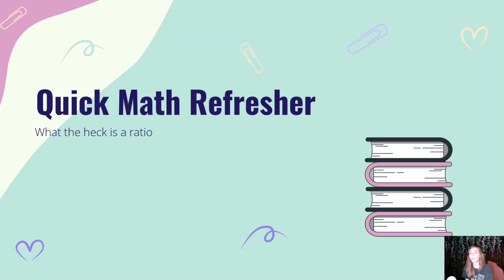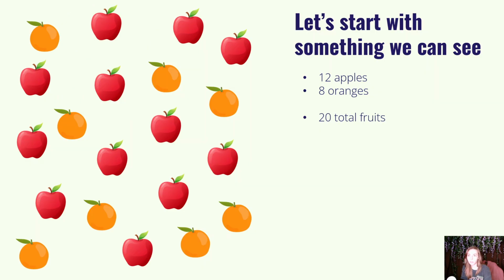So, what the heck is a ratio? Let's start with something we can see. Let's start with something that's not super theoretical. Let's start with something, dare I say, easy. So, I have put a bunch of fruit on this slide, okay? There are 12 apples and 8 oranges. There are 20 total fruits.